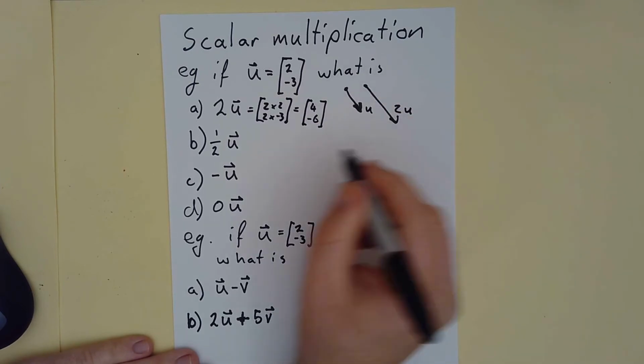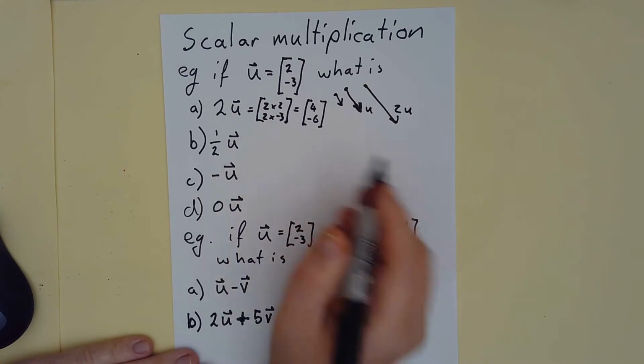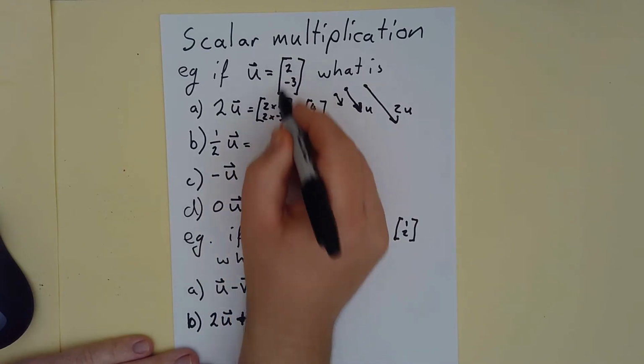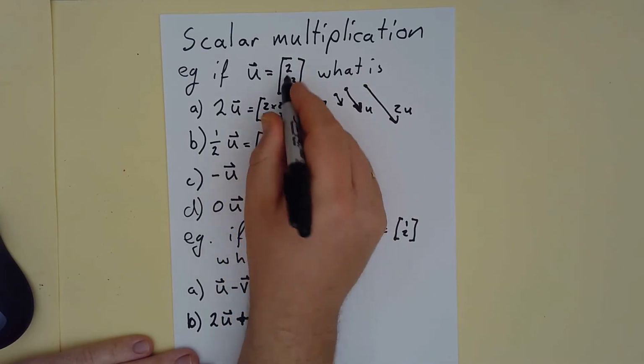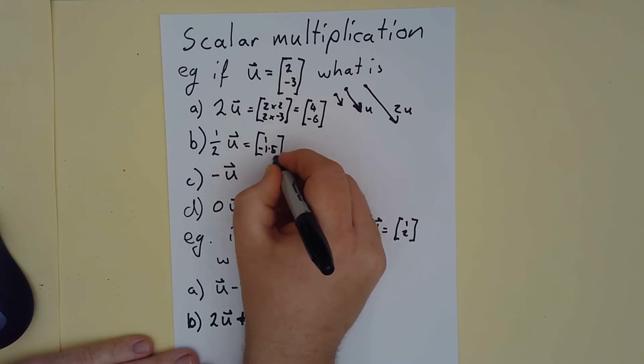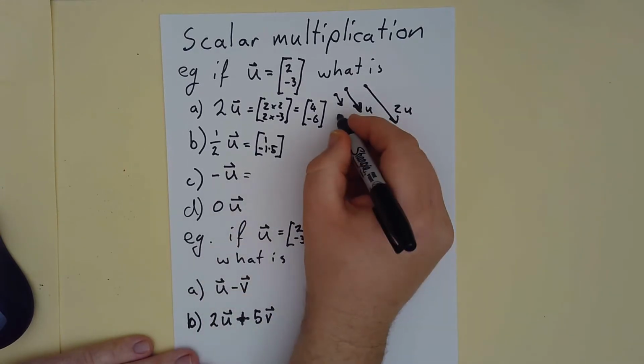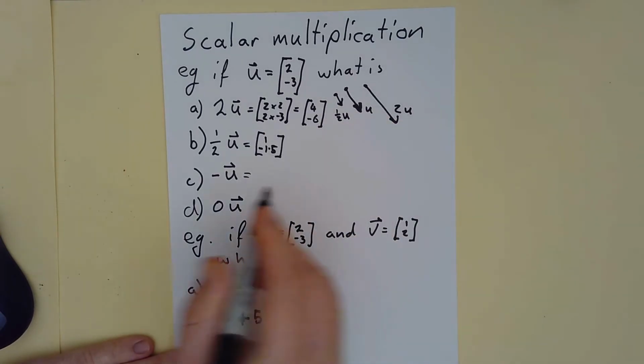And if I wanted to do a half u, all I'm doing is halving my length. And again, all I want to do is halve each of these. So half of 2 is 1, half of -3 is -1.5. Now, so those are nice and easy. What about minus u?